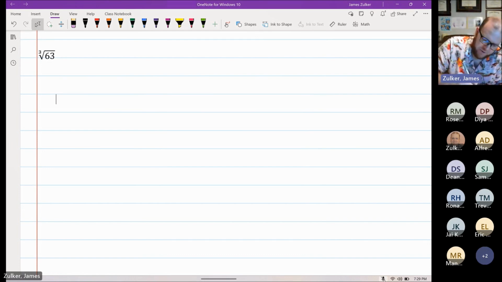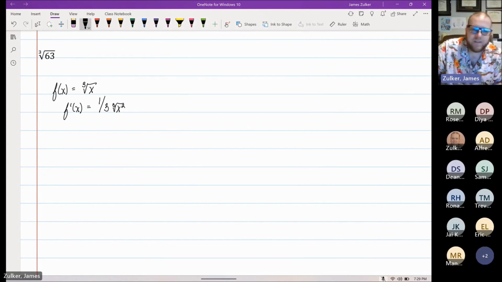Cube root of 63, we're going to be using the cube root function, right? Let's actually write out f prime first this time. It's what? It's 1 over 3 cube root of x squared. So we need a value close to 63, whose cube root we know.